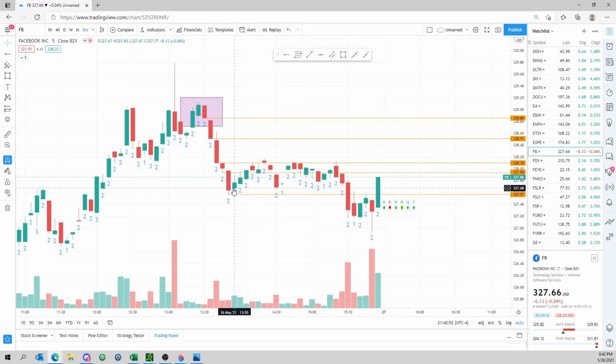2 inside consolidation, green candle. We look for reversal, and a 2 up right there. Another 2 up continuation. And what do you know? A 2 up, but it's red. And what happens? We reverse back down. So, just follow the price action. It works.